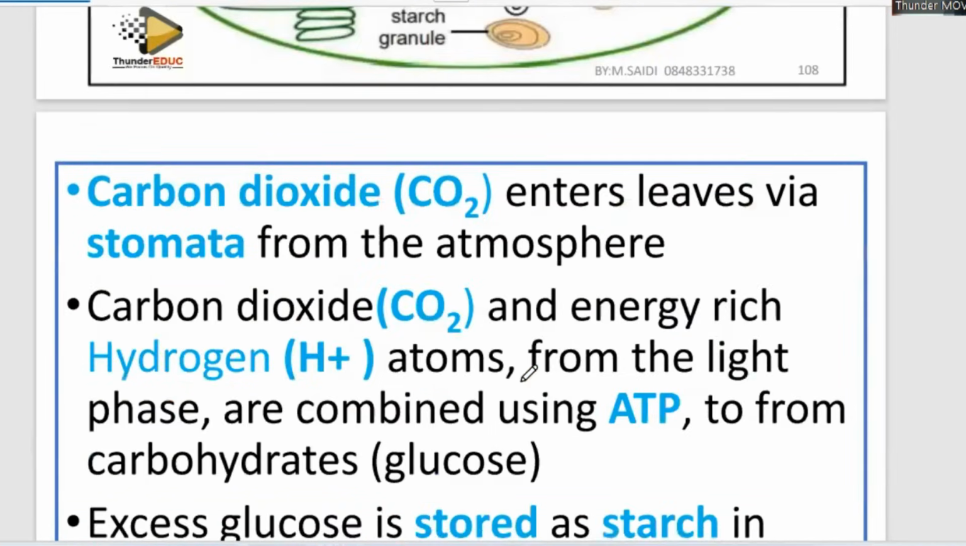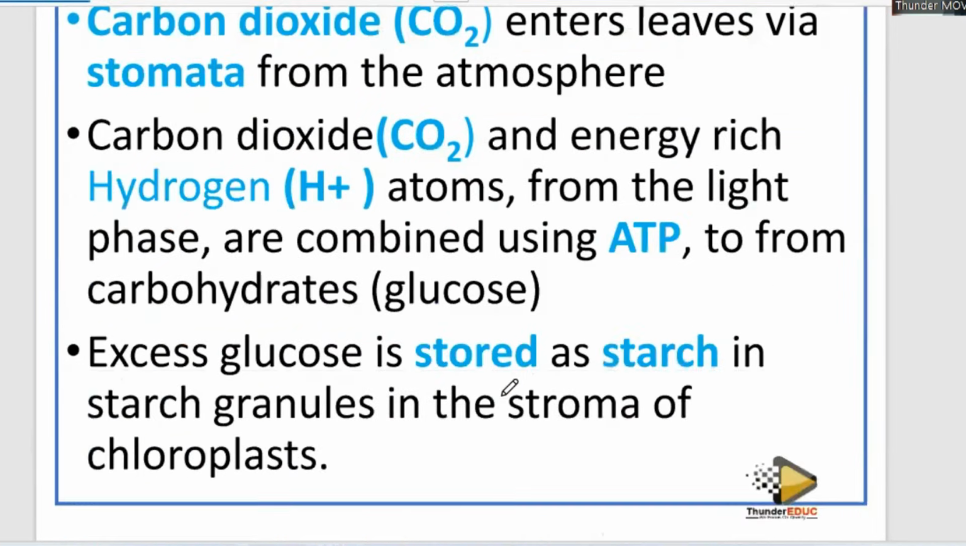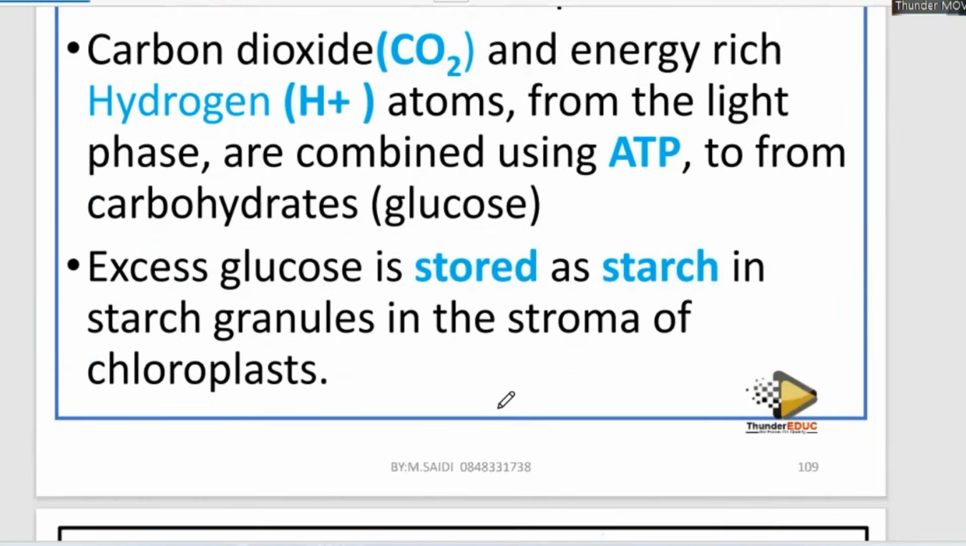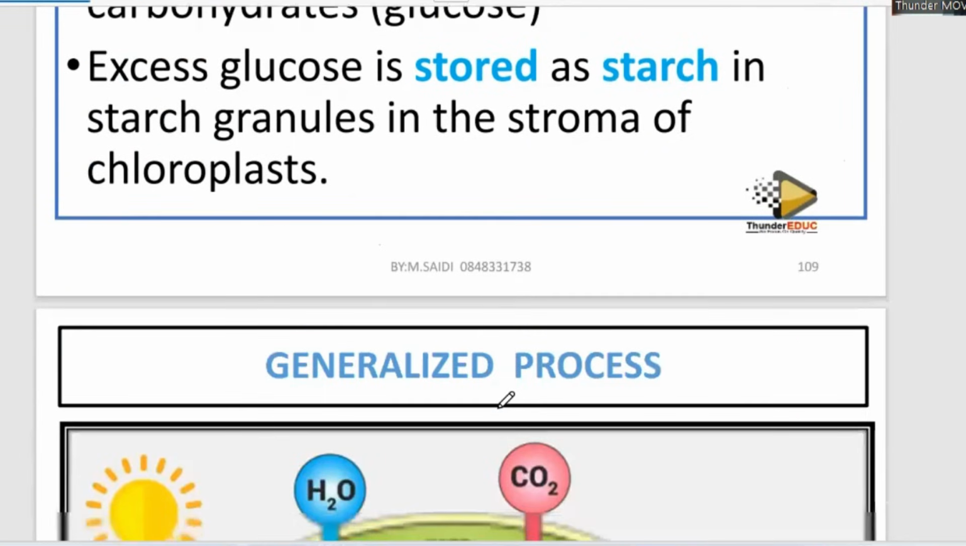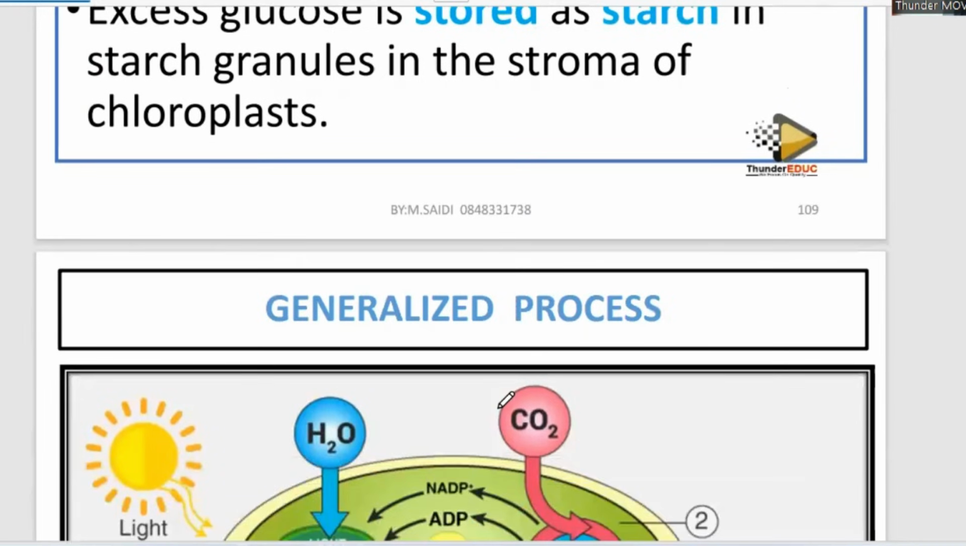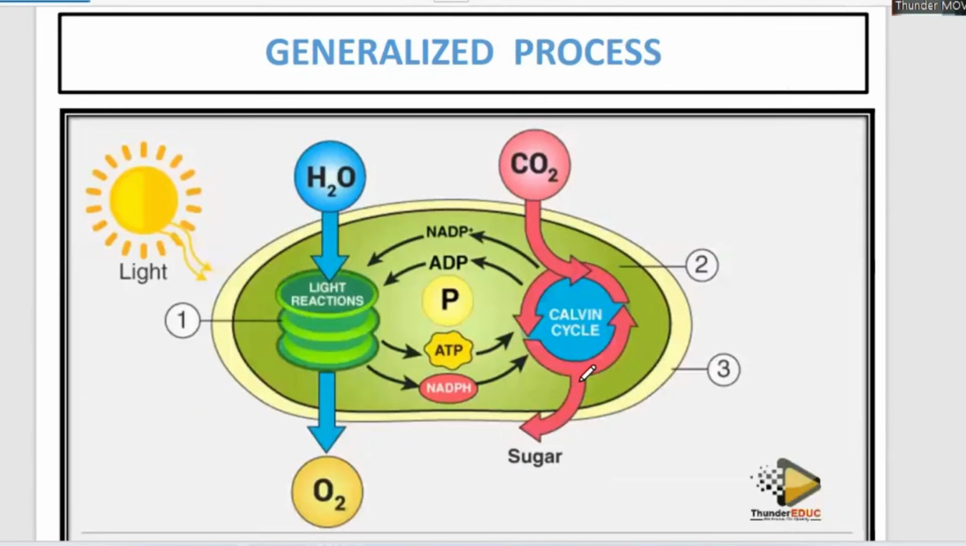If you apply iodine, you see that it turns blue-black. Why? Because that leaf has, not glucose, but starch. So this is the generalized process.